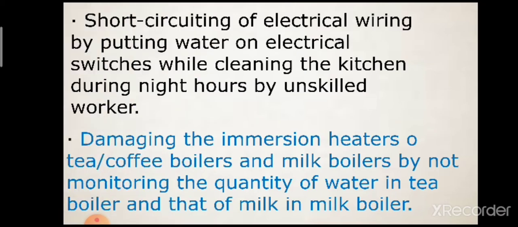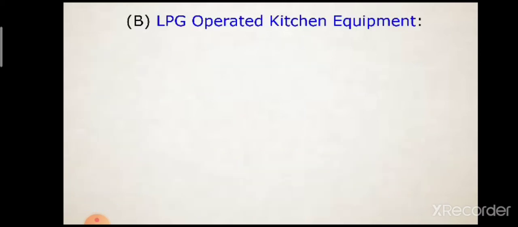Short-circuiting of electrical wiring by putting water on electrical switches while cleaning the kitchen during night hours by unskilled worker. Damaging the immersion heaters of tea or coffee boilers and milk boilers by not monitoring the quantity of water in the tea boiler and that of milk in the milk boiler.